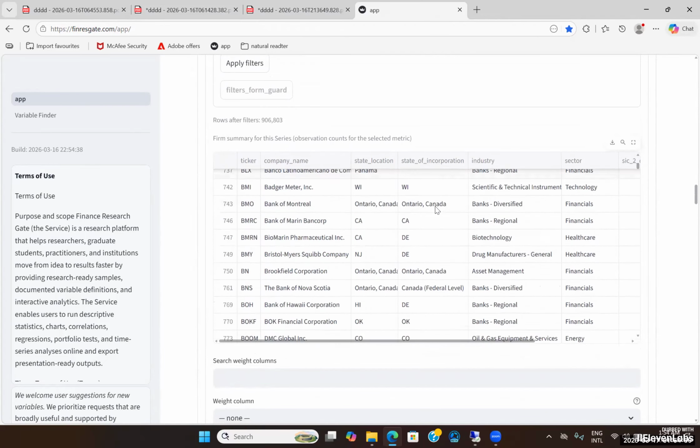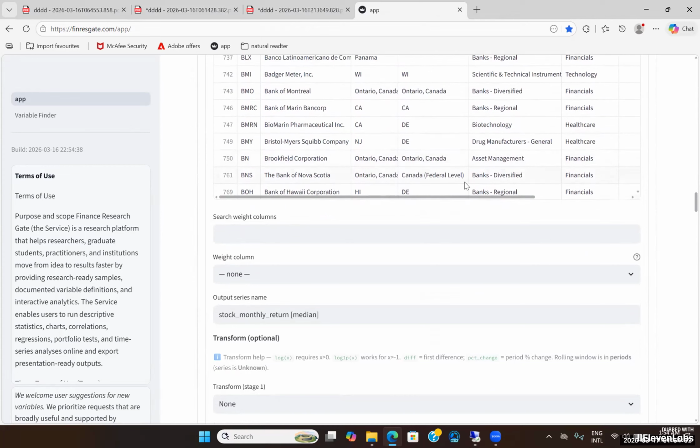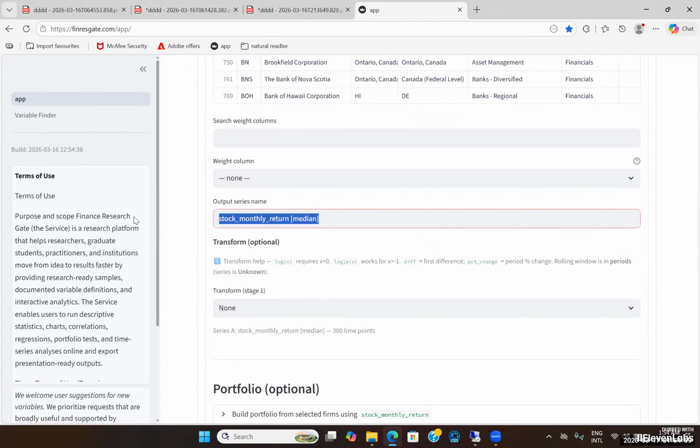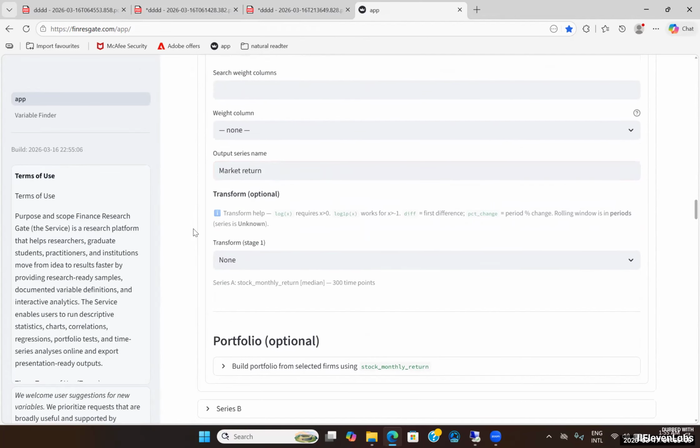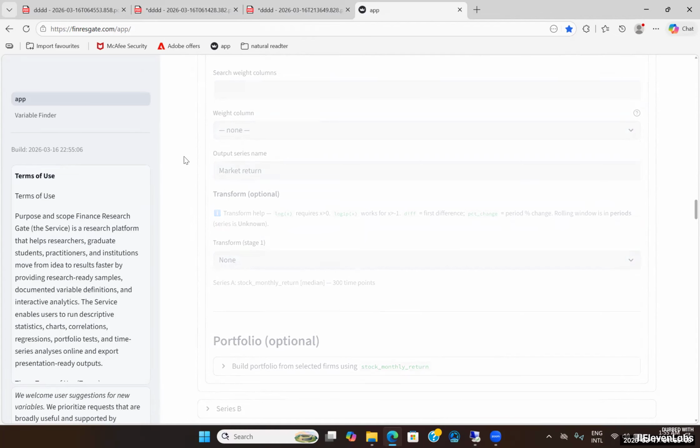Now you might be wondering, how do we derive a single representative number for each month? Well, we aggregate this data by taking the median value across all of these individual firms for every single month. And for simplicity, let's refer to this as the market variable. You need to return. Then we click outside the box to ensure the effect is applied.